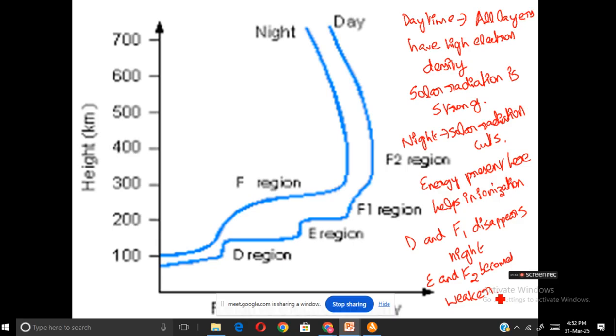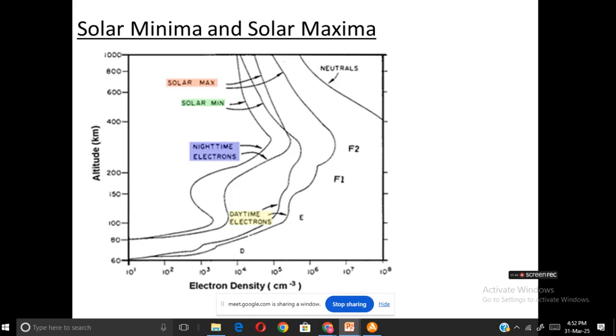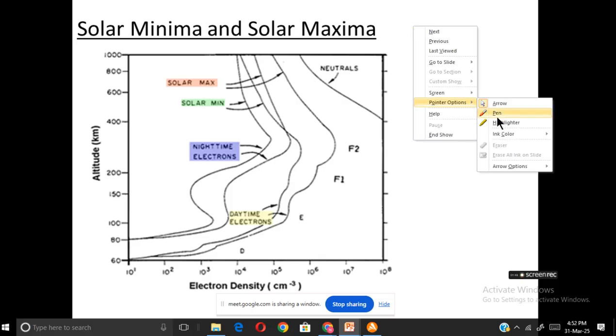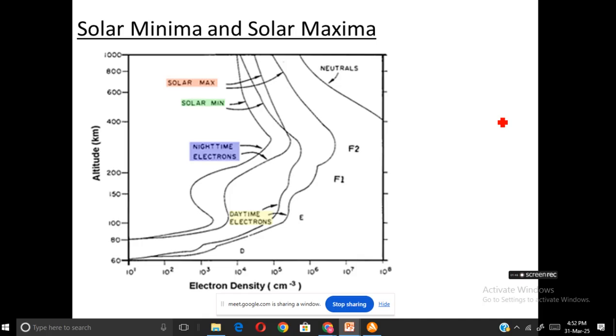Now similar to this diurnal variation, based on the solar cycle also, these layers show different behavior. At the beginning of the solar cycle, the sunspots will be minimum. In the middle of the solar cycle, the number of sunspots is maximum. So this basically shows the different profiles of the ionosphere during solar maximum, solar minimum, and also daytime and nighttime.